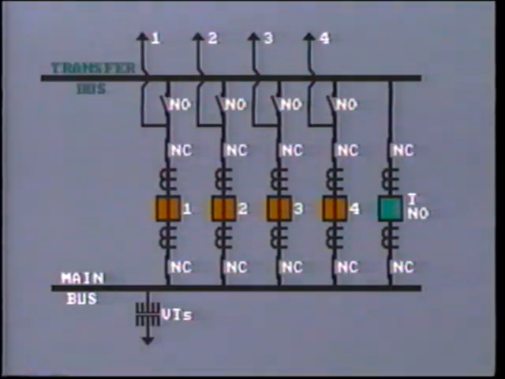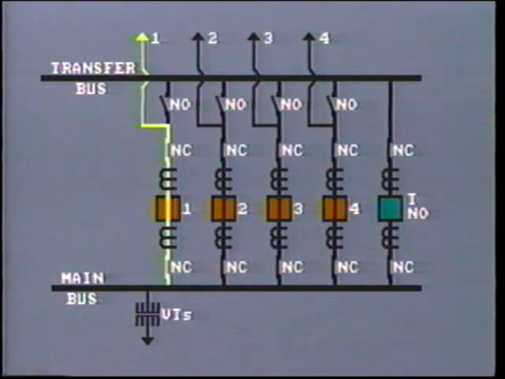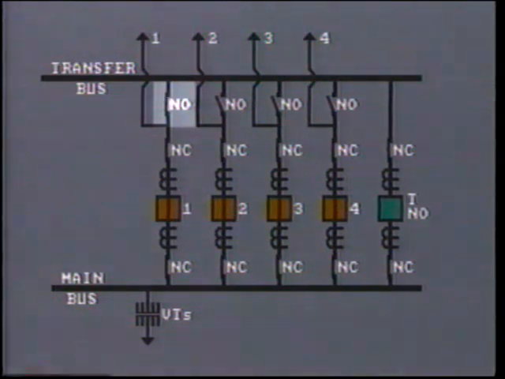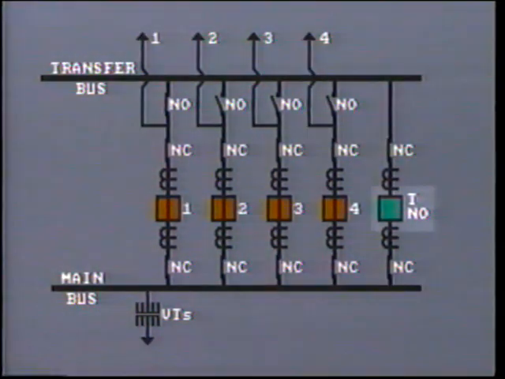One economical way of getting around this problem is to provide a transfer bus. The circuit disconnects are arranged so that any line can feed into either the main bus through the circuit breaker like this, or directly onto the transfer bus like this. Now, suppose that we need to isolate circuit breaker number 1 for maintenance. In this situation, the line 1 disconnect will be connected to the transfer bus, and the tie breaker would now operate as the breaker for that line. So, for the price of one extra breaker, we can substitute any one of the line breakers.